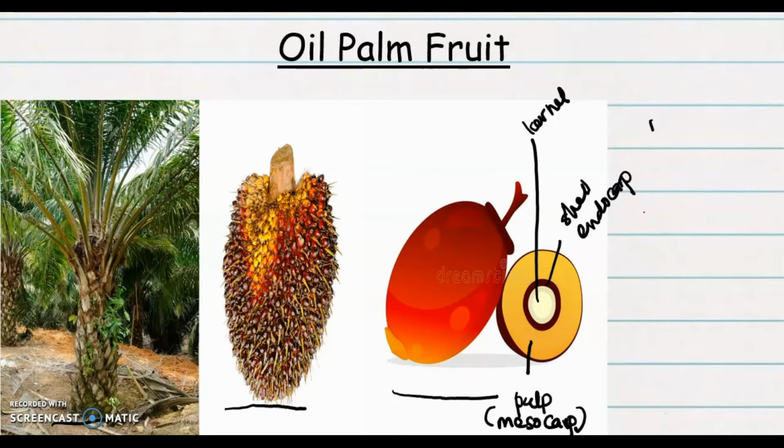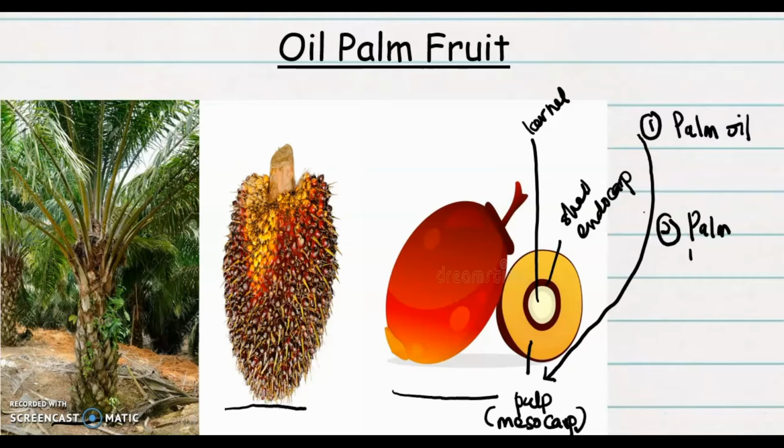Oil palm fruit produces two types of oil. The first one is palm oil. Palm oil is extracted from the pulp. And number two, palm kernel oil. Palm kernel oil is extracted from the kernel, but most oil comes from the pulp.